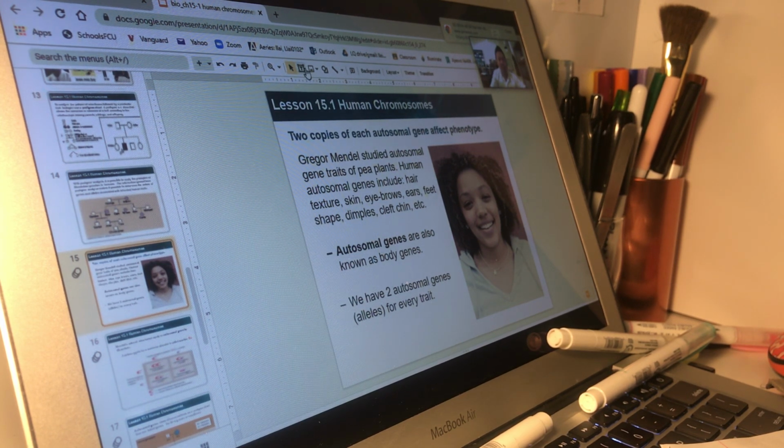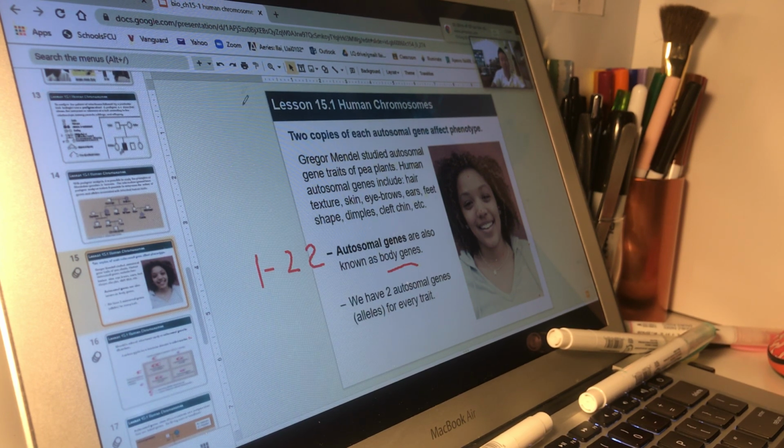For example, what are some autosomal diseases? It would be your hair, your skin, your eyebrows, your eyelids, your nose, your dimples, your chin, your ears, your neck, your arms, your legs, your fingers, extra fingers. Those are called autosomal genes. Autosomal genes are also known as body genes. These are genes not related to gender. They're not found on chromosome number 23. They're found on chromosome number 1 through 22. Okay, guys?